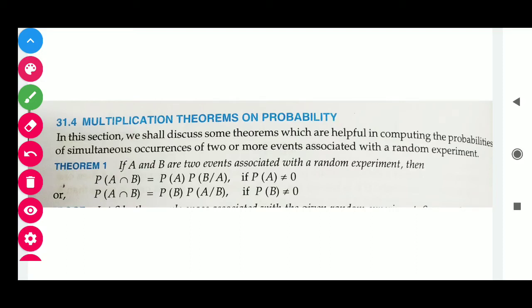Good morning, dear students. We are doing the chapter on probability, and in today's session we will discuss events which occur simultaneously and are dependent on each other.